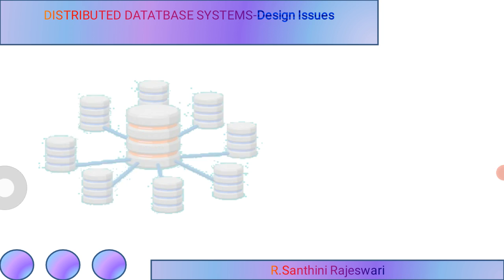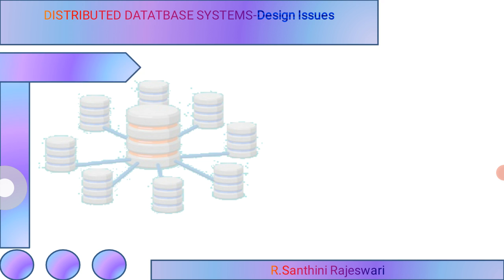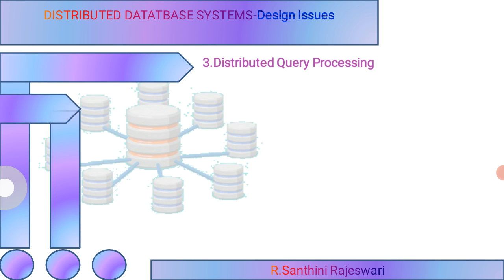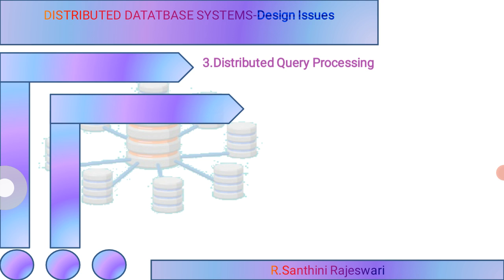The next design issue is distributed query processing. It deals with designing algorithms that analyze queries and convert them into a series of data manipulation operations. Here the problem in query processing is how to decide a particular strategy for executing a query over the network. Some factors we have to consider during query processing are distribution of data, communication cost, and parallelism.